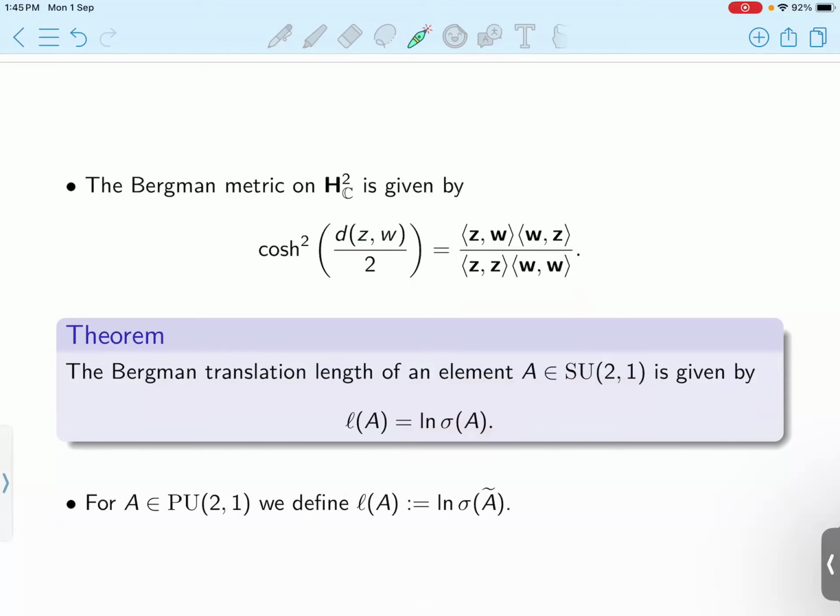And for an element A in PU(2,1), how do we define the Bergman translation length? We take a lift of that element in SU(2,1), and any two such lifts differ by a product with some root of unity. Whenever we take the spectral radius, it doesn't change, so it doesn't matter. So we take a lift in SU(2,1) and use this formula to get the Bergman translation length of an element in PU(2,1).